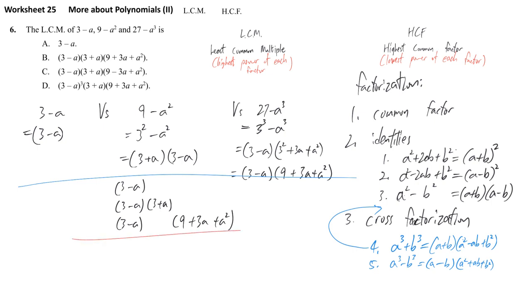When we write down the LCM, don't forget we are choosing the highest power for each factor. For the first factor, the highest power is 1, so we write down 3 minus a power 1. The highest power among 1 and 0 is 1, so 3 plus a power of 1. And finally, we need this factor also, power of 1 compared with power of 0. So this is 9 plus 3a plus a squared, power of 1. So the correct answer should be B here.